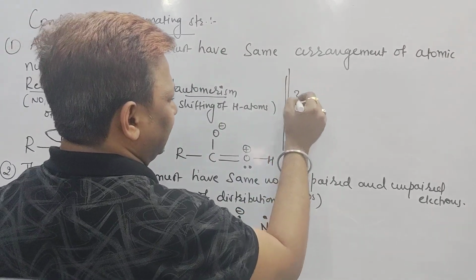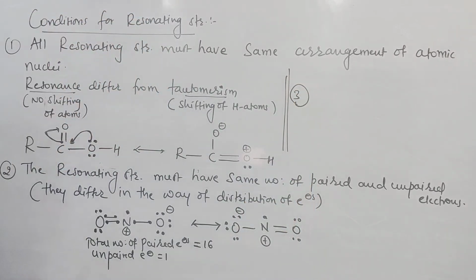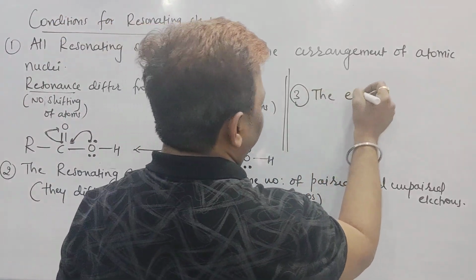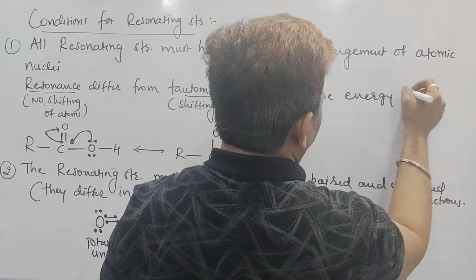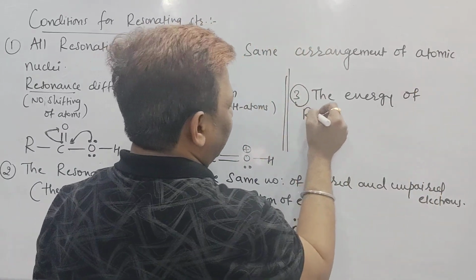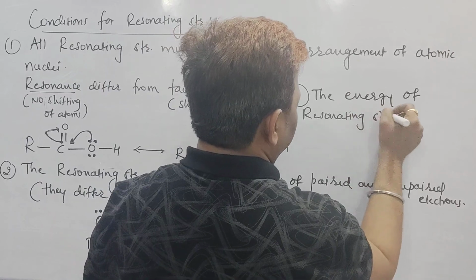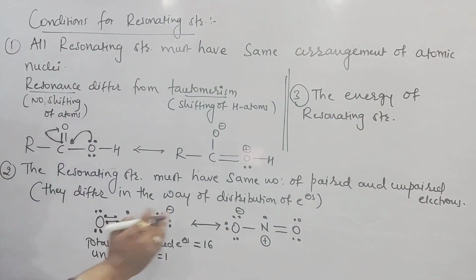But a third point we can say, for the conditions when one form can be converted into other form, right? For these different resonating structures, the energy must be same or nearly same. So we can say the energy of resonating structures, because one form can be converted to other form, an energy difference will be there.